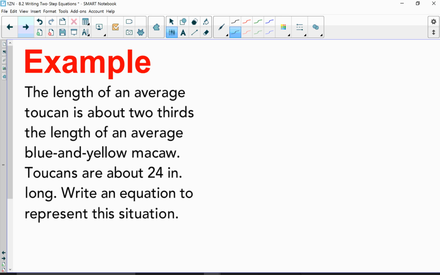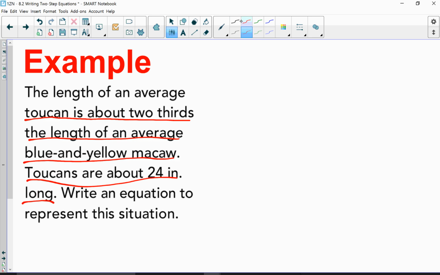This one says the length of an average toucan, that's a type of bird, is about 2/3 the length of an average blue and yellow macaw. Toucans are about 24 inches long. Write an equation to represent this situation. So let's take this one a little bit at a time. The length of an average toucan is about 2/3 the length of an average blue and yellow macaw. All of this is pretty much important. Toucans are about 24 inches long.